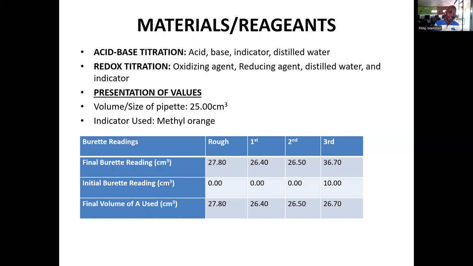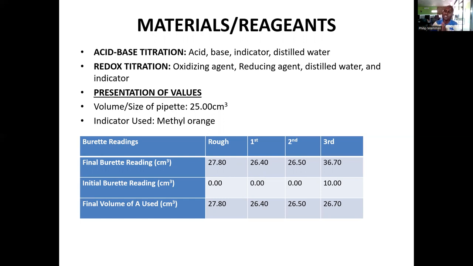My wonderful students, the next titration is redox titration. In the case of redox titration, you don't have acid and base. You have what we call oxidizing agent and reducing agent. Of course, you have your distilled water as well as your indicator. Remember, I pointed out earlier, distilled water is used to wash your glassware, your apparatus. Of course, your indicator is used to get a color change during this titration. Now, after you have done this, during your presentation, of course, you will set your size or volume of pipette. Your volume of pipette is usually the same as your volume of base.